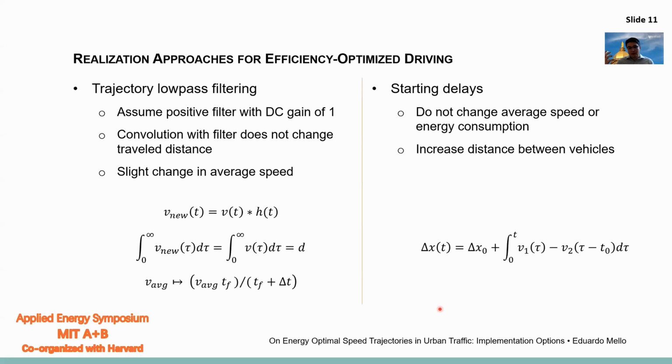And also, we can think about delaying the execution of that optimal speed trajectory, and if you think about that, it does not change the energy consumption of the optimal speed trajectory if you assume zero parasitic power, and it is still able to increase the distance between vehicles.